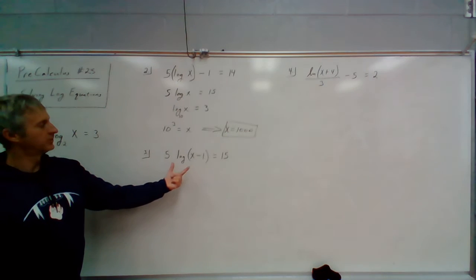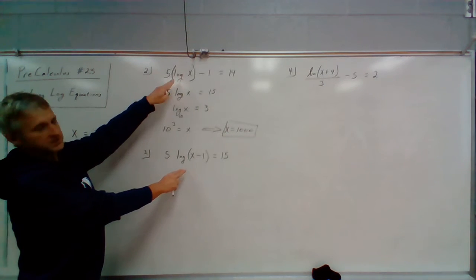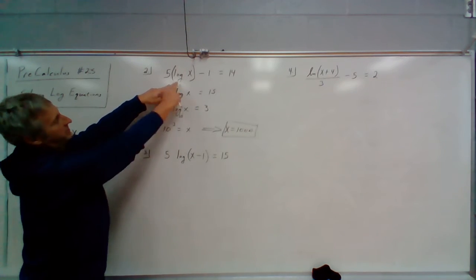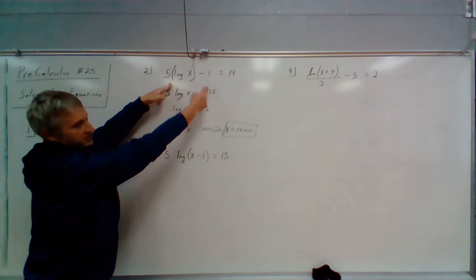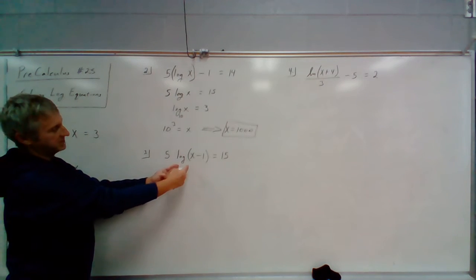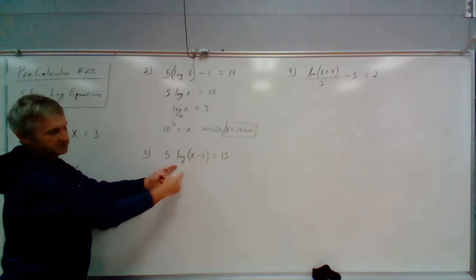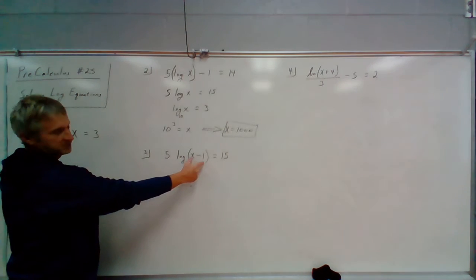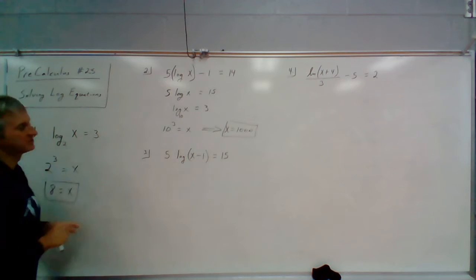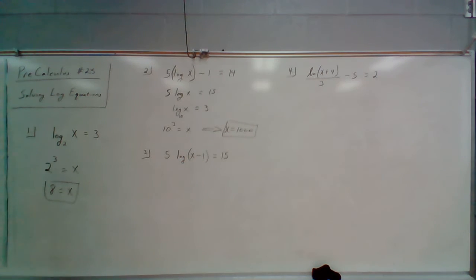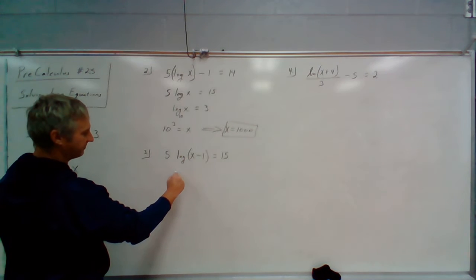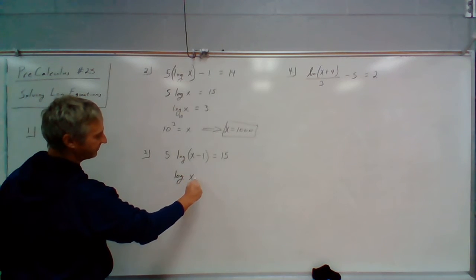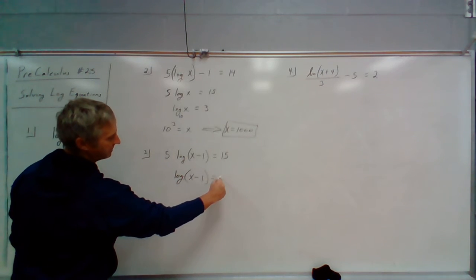Let's solve this one. Notice the difference between these two. So here, the log of x was together, then you subtracted 1. In this one, we have x minus 1, and then we take the logarithm of that. So if you want the x minus 1 together, you need to make sure the parentheses are around that. So let's divide both sides by 5. And we have the log of x minus 1 equals 3.